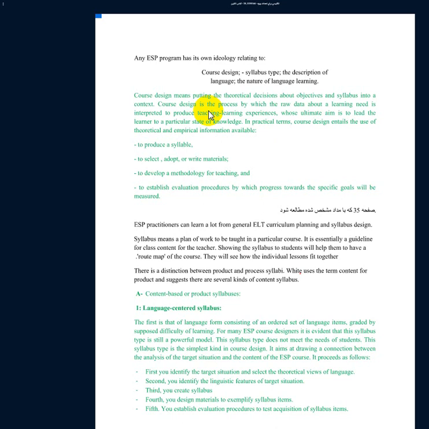Syllabus design and course design are very widely used in general ELT and EGP courses. But ESP follows the same general procedures in designing a syllabus or designing a course. Therefore, ESP practitioners can learn a lot from general ELT, curriculum planning, and syllabus design.